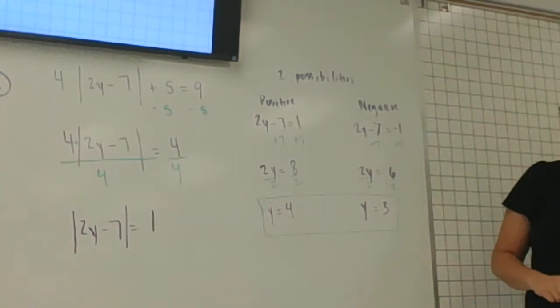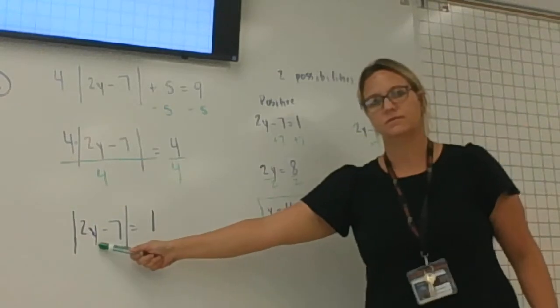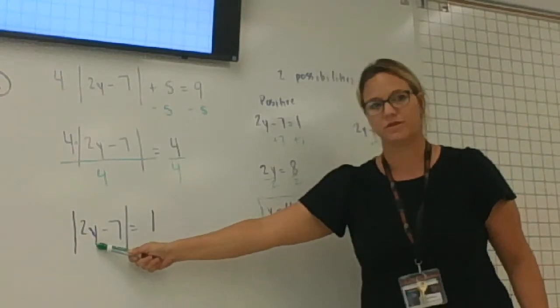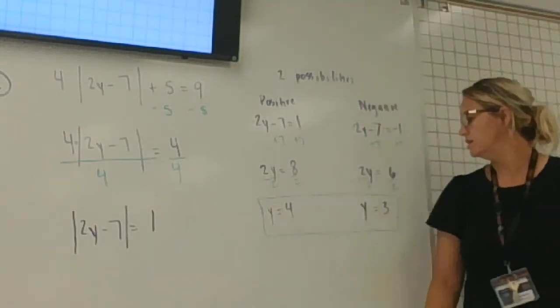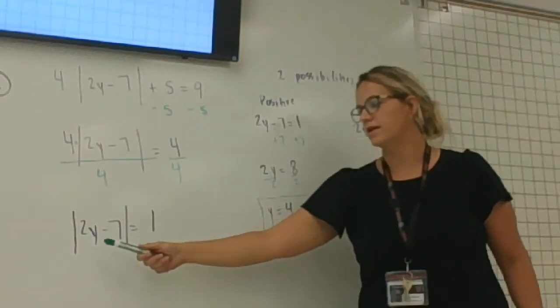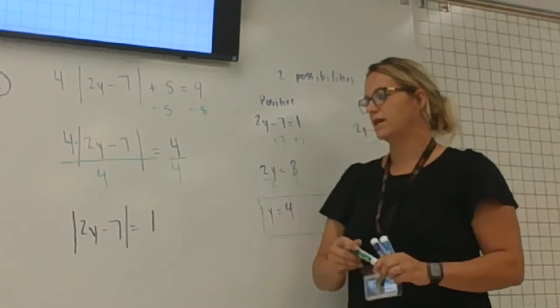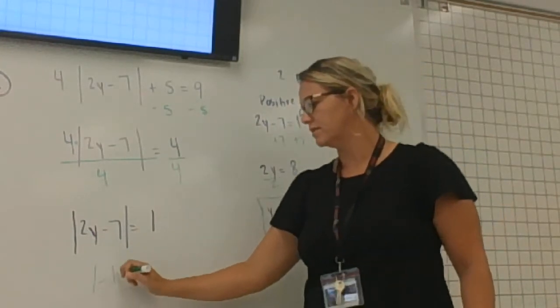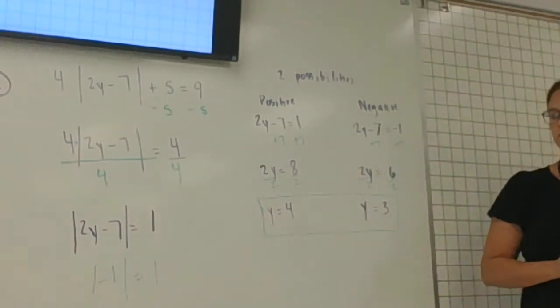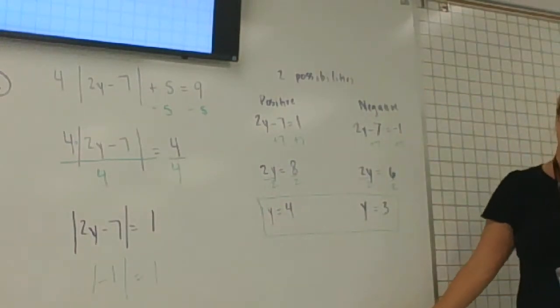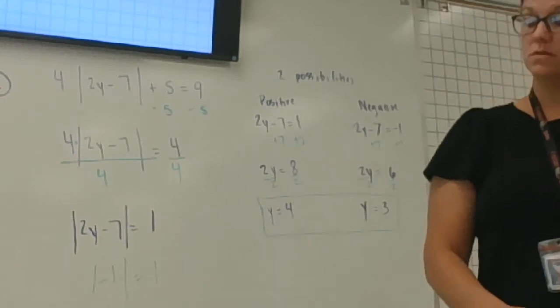The truth is, you could put 4 in here. Picture a 4 right here. You get 8 minus 7 is 1. You could also plug 3 in here. You get 6 minus 7 is -1, which makes a true equation. So both of them work. Okay, so that's 3 and 4.